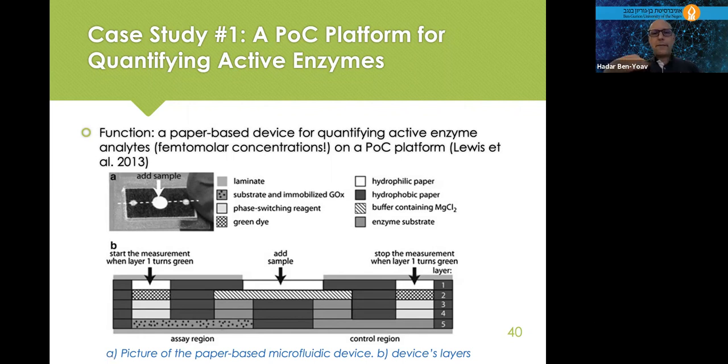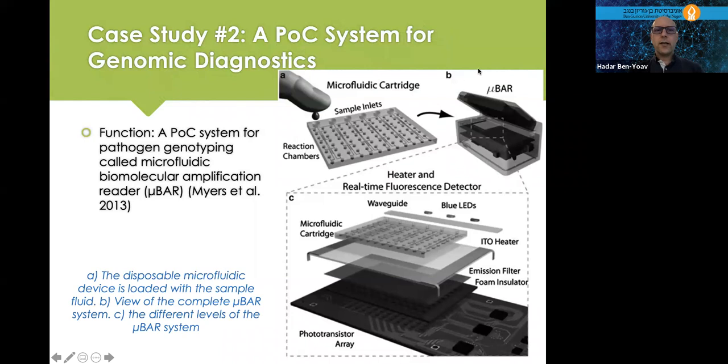So it doesn't have to be lateral; it could be also vertical. Sample is coming, introducing through different buffers, different substrates. Eventually there's a reaction here, it comes here and is read to see how much product was generated, and this product amount is related to how much enzyme you had in the beginning. Questions about this slide? Okay.